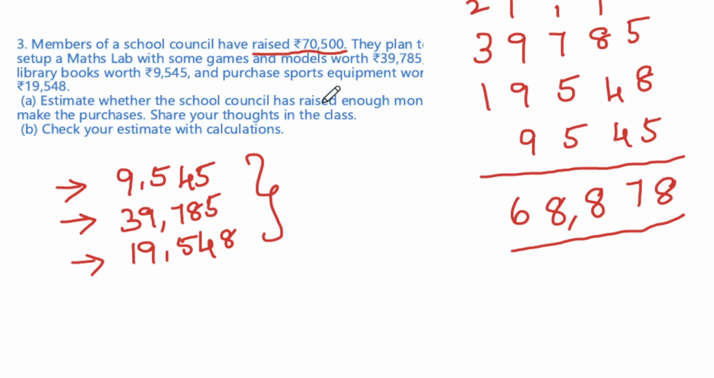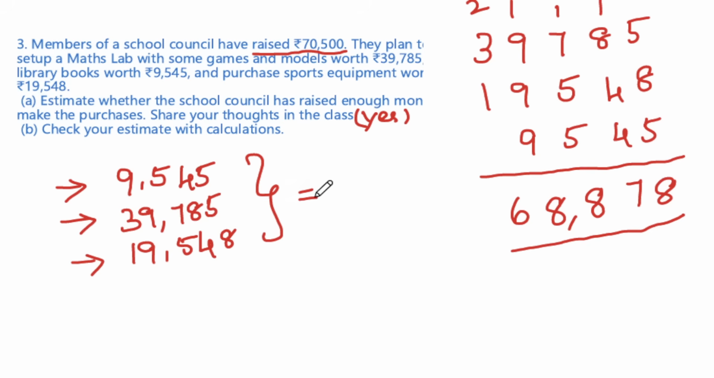But how much we have raised? We have raised 70,000. So we have collected more than the requirements. Okay, check your estimate with calculation. So how much we have now? 68,878. Okay, estimate whether the school council has raised enough amount to make the purchase. Now you have to write yes. The school council has raised enough amount to purchase. Okay, check your estimated with calculation. So this is the calculation.